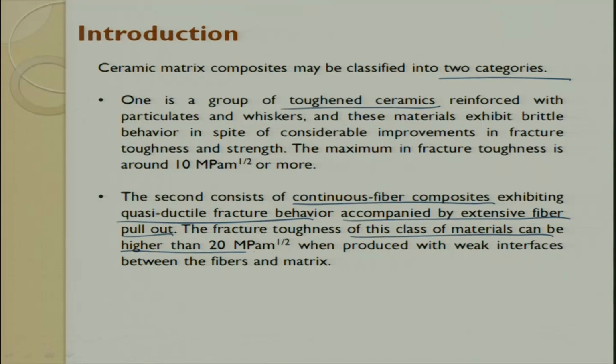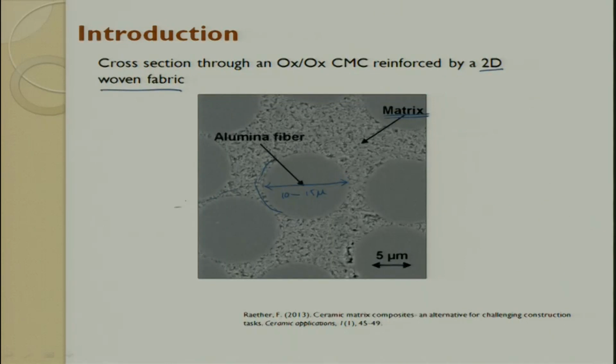So, the fracture toughness of this class of material can be higher than 20 megapascal root meter when produced with a weakened interface between the fiber and the matrix. For example, what are we trying to say? Let us go back to the SEM which we were discussing. One way of doing it is the crack which is growing here. One way is you distribute the crack energy.